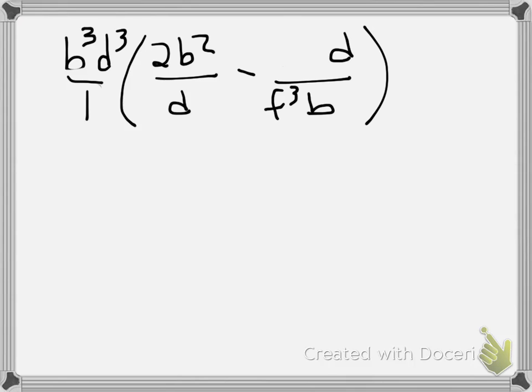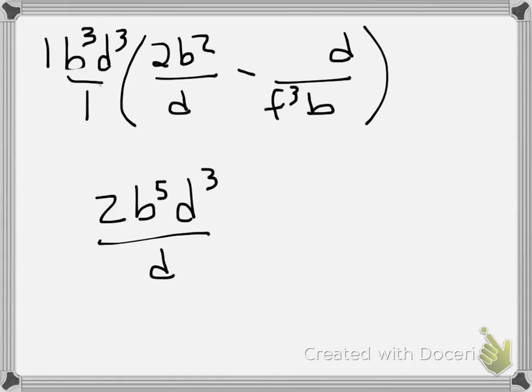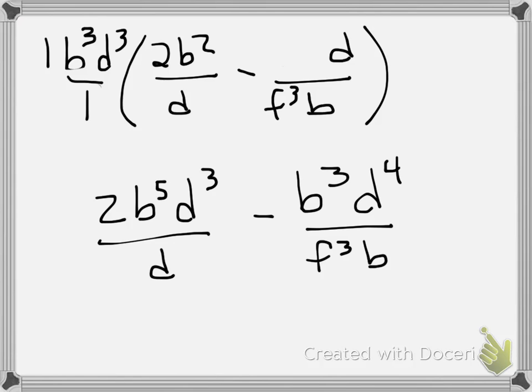So again, this is going to be over 1. So b to the third d cubed. Remember, there's a 1 in front of here, so 1 times 2 is 2. And then b cubed times b squared is b to the fifth, and that leaves it with just a d cubed over d minus, we don't have a b here, so it's just b cubed, and then d cubed times d would be d to the fourth over, and then 1 times f cubed b would be f cubed b.